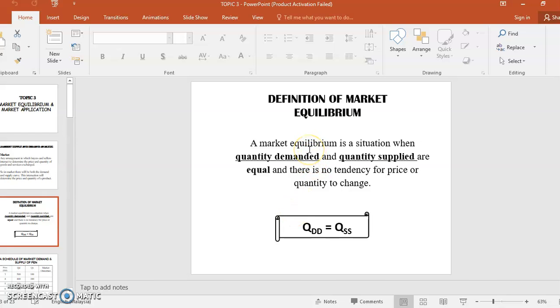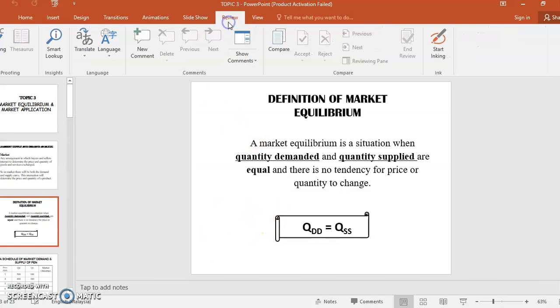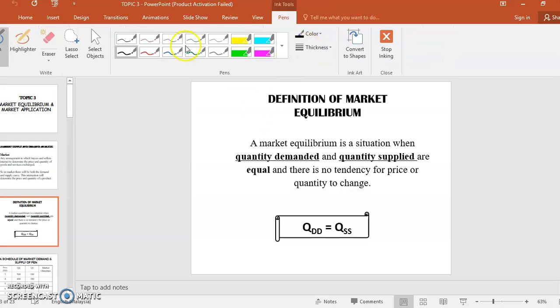Okay, what is meant by market equilibrium? Market equilibrium is a situation when quantity demanded and quantity supplied are equal and there is no tendency for price or quantity to change. Or equilibrium occurs when quantity demanded equals quantity supplied.